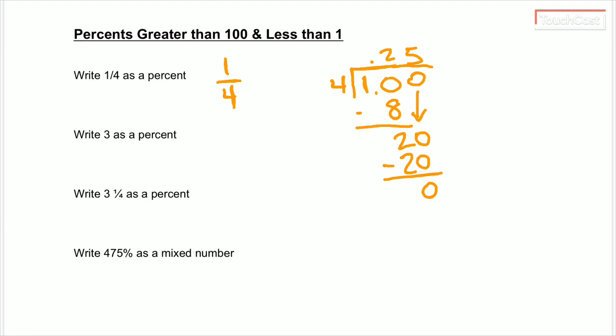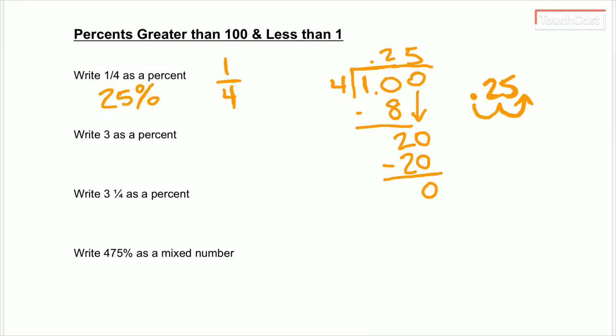Now we're looking at how many times 4 goes into 20, which is 5 times. After we subtract, we don't have a remainder. Therefore, we have converted 1/4 into a decimal, which is 0.25. And in order to convert that decimal into a percent, we have to move the decimal 2 places to the right. Therefore, 1/4 as a percent is 25%.